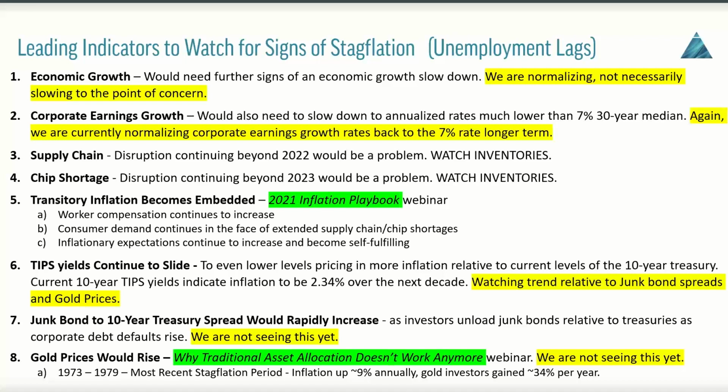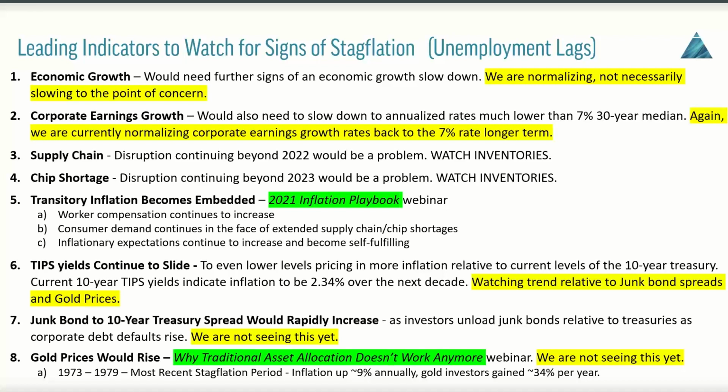Corporate earnings growth, right? We would also need a slowdown, and this slowdown would have to be much lower than the annualized rate of 7%, which is our 30-year median. Okay, so the idea here is that everything that we're experiencing in the cyclical space is merely normalization of corporate earnings growth back to that 7% long-term rate of growth on the S&P 500 for earnings. Okay, so again, we would need a massive corporate earnings growth slowdown before we would really want to start worrying about stagflation. Supply chain disruptions and chip shortage disruptions, right?